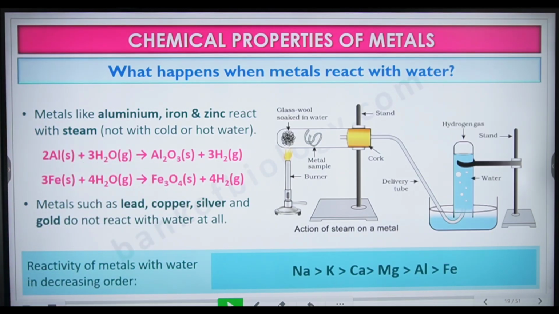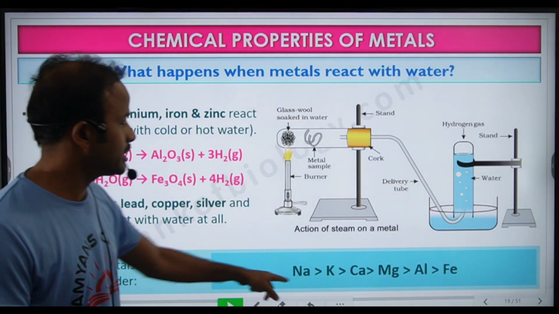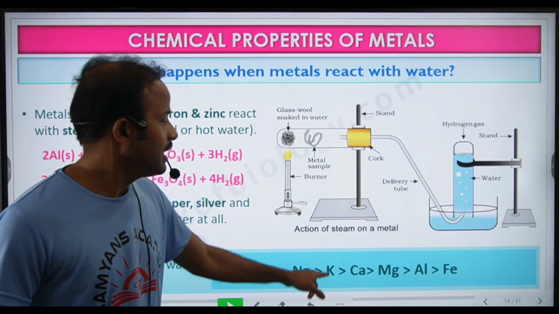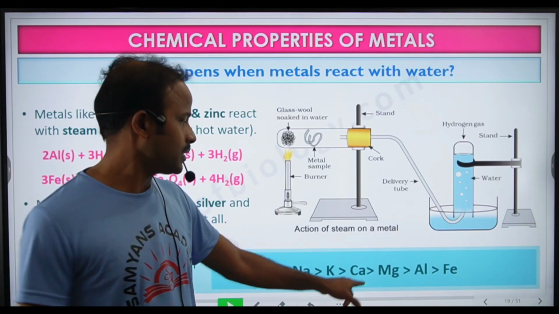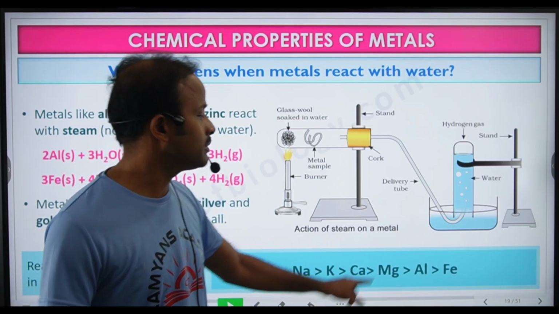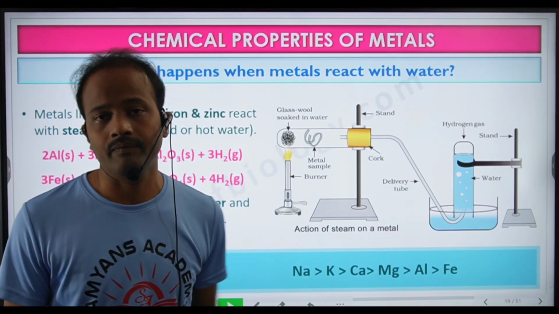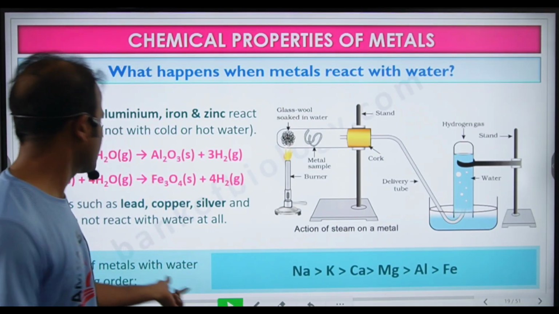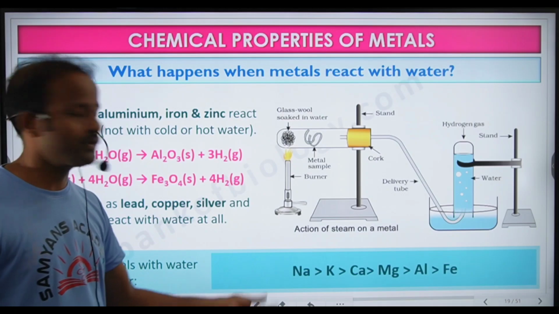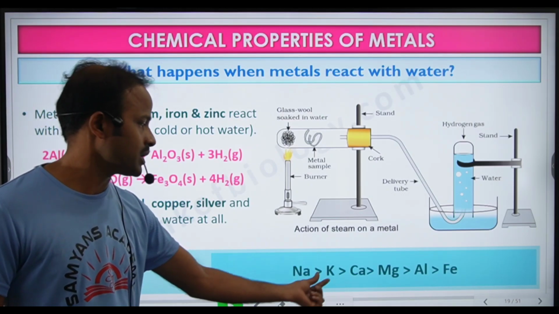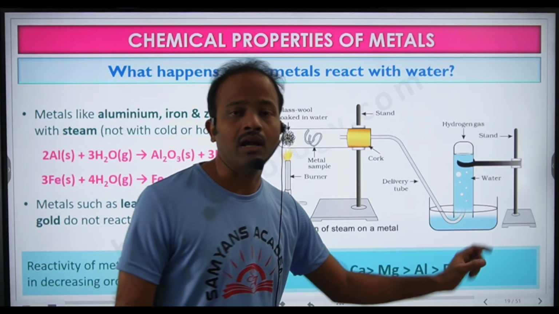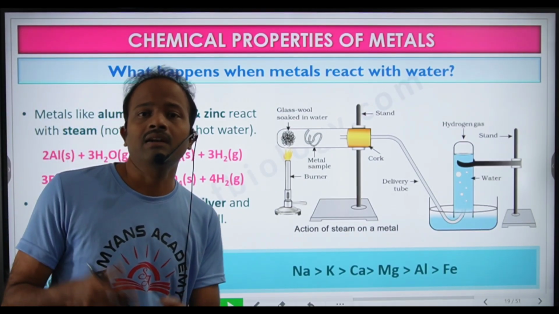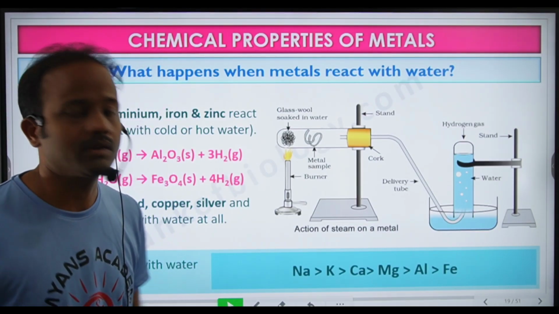Now the reactivity of metals with the water in the decreasing order. Sodium and potassium have the high reactivity, and they react very violently. Calcium only reacts with the normal water. Magnesium can react only with the hot water, but aluminium and iron can react with the steam only, right? And this is the reactivity order of the metals with the water in the decreasing order. Which one has the most reactivity? Sodium. Next to potassium, calcium, magnesium, aluminium, iron. Aluminium and iron have the low reactivity with water. For that reason they can react with only steam, not with cold and not with normal water.